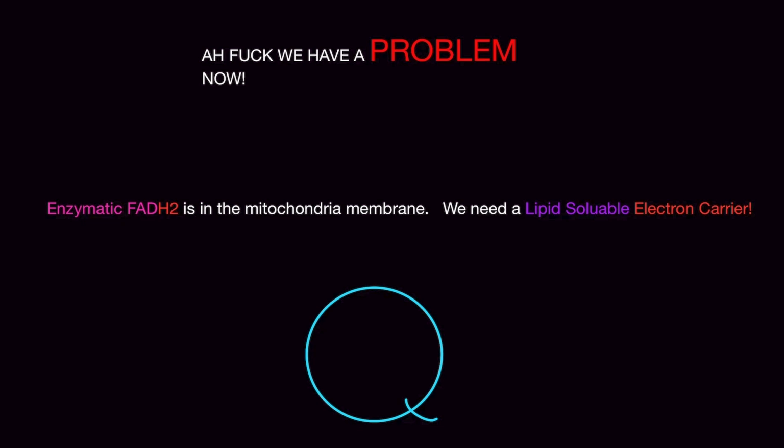We have a problem now. This is a very common theme in biochemistry. You probably noticed this, that there's always some kind of problem. Every single pathway we've done so far, there's always something that goes wrong. This is the time something goes wrong.